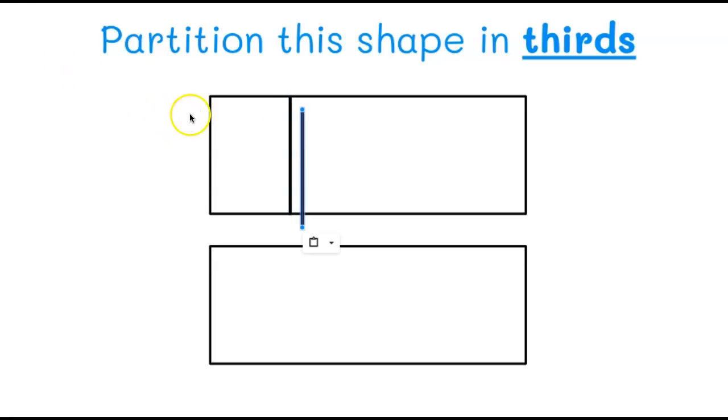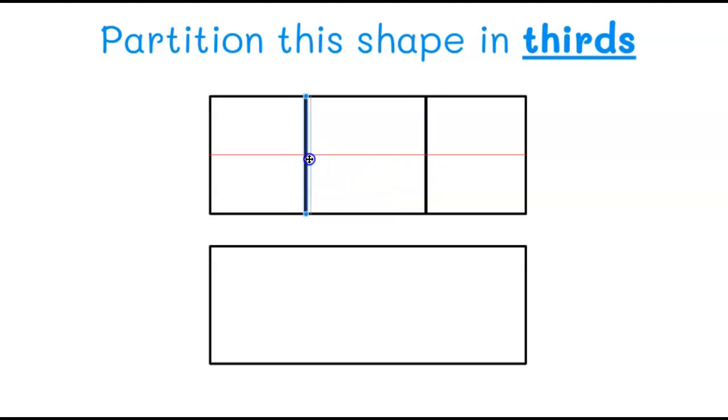Let's see, I need another one. Another third is about right here. So let's check. Are my parts equal? This part seems a little bit smaller. So actually I'm going to erase that line and move it over, making sure my parts are equal. This might take a little bit.